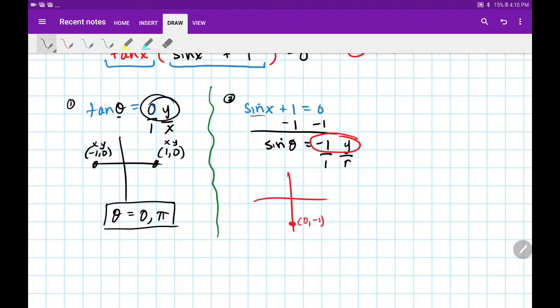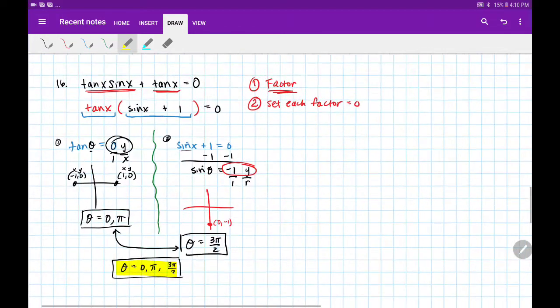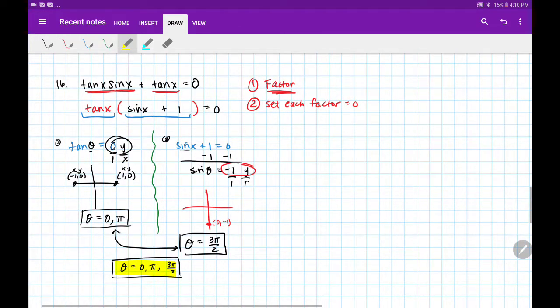My third solution actually is theta equals 3 pi over 2. So for this problem, we actually have 3 answers. Theta equals 0, theta equals pi, and theta equals 3 pi over 2. Kind of cool. So we started by factoring, and this time we used GCF.